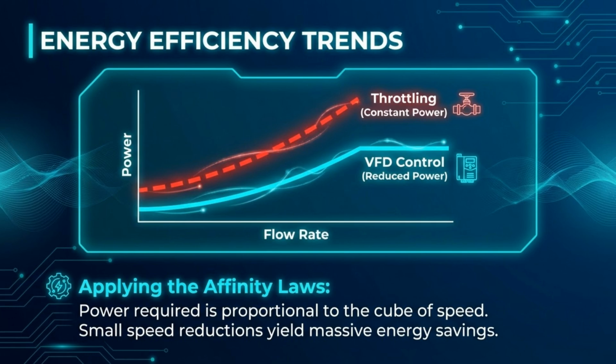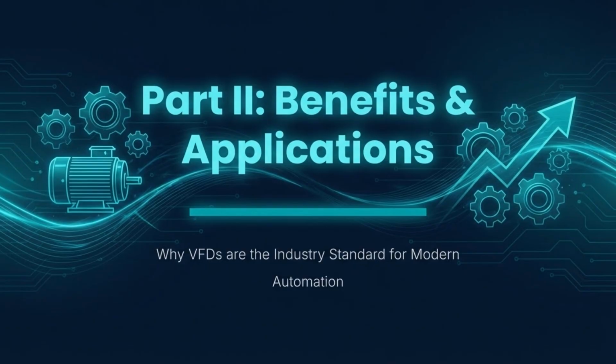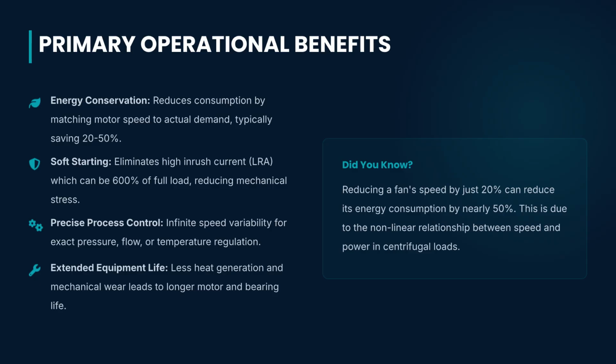VFDs significantly enhance energy efficiency by applying the Affinity Laws. Power is proportional to the cube of speed, meaning small speed reductions lead to massive energy savings compared to throttling methods. Moving to Part 2, we discuss the benefits and applications that make VFDs the industry standard for modern automation.